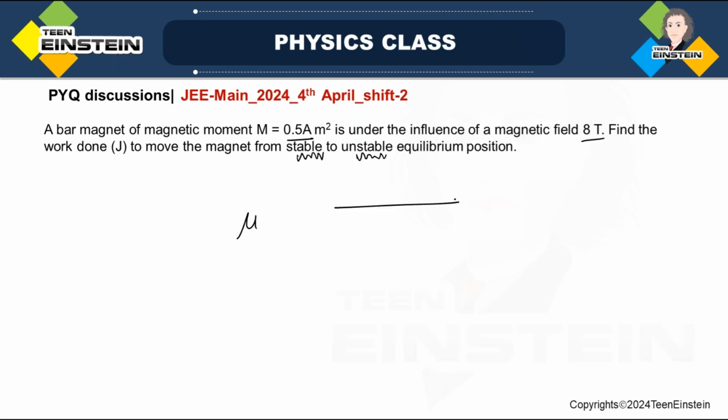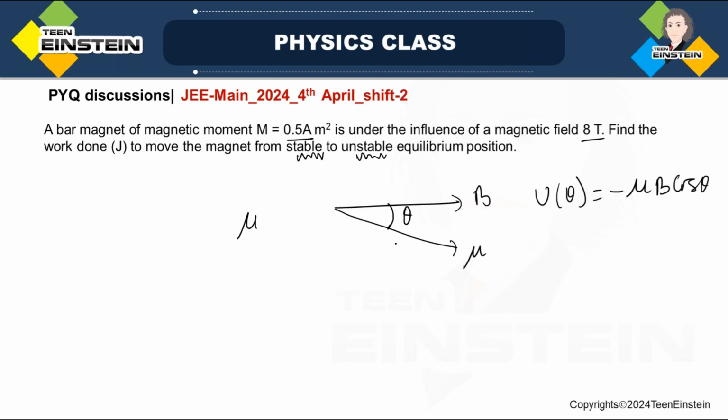Suppose I have magnetic field in this direction and I have my magnetic dipole or the bar magnet at a certain angle. This bar magnet has magnetic moment mu at certain angle theta. So at this position, what is the potential energy? Potential energy at this particular position, U theta, can be written as minus mu B cos theta.